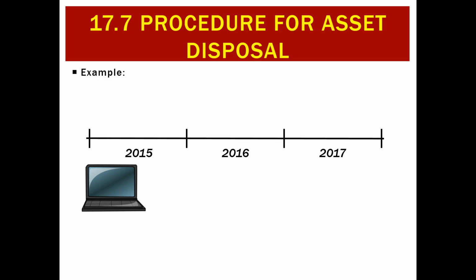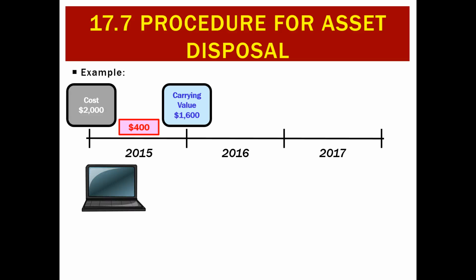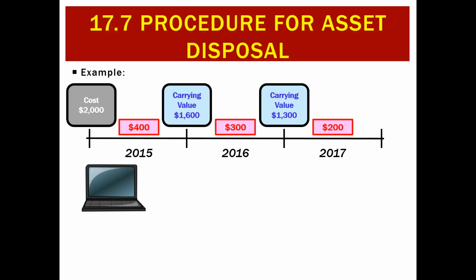Alright, let's use an example to demonstrate how we're going to use these new accounts. So we've got a laptop that we bought at the start of 2015. It cost $2,000. Year one, we'd depreciate $400. We're left with a carrying value of $1,600. Year two, we'd depreciate $300. We're left with a carrying value of $1,300. And then year three, we'd depreciate $200, which gives us a carrying value of $1,100.